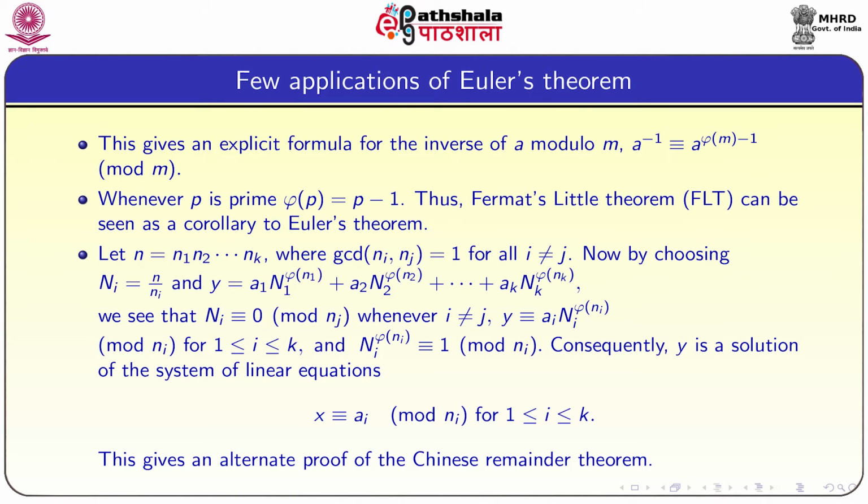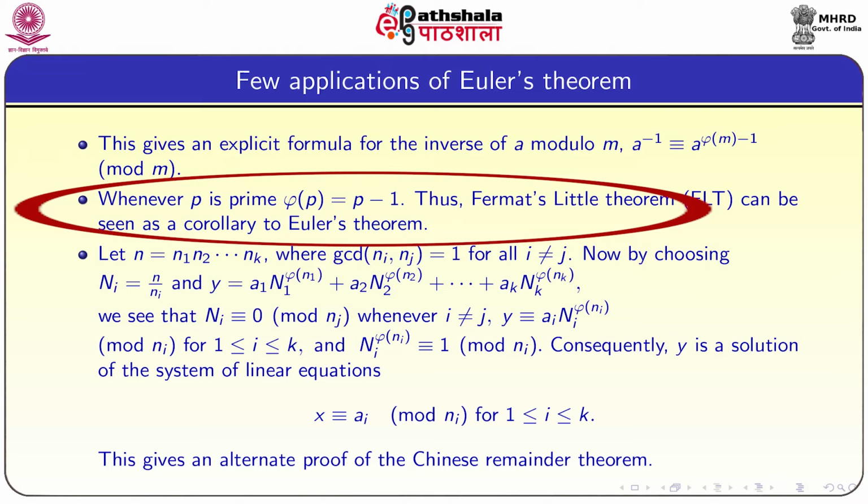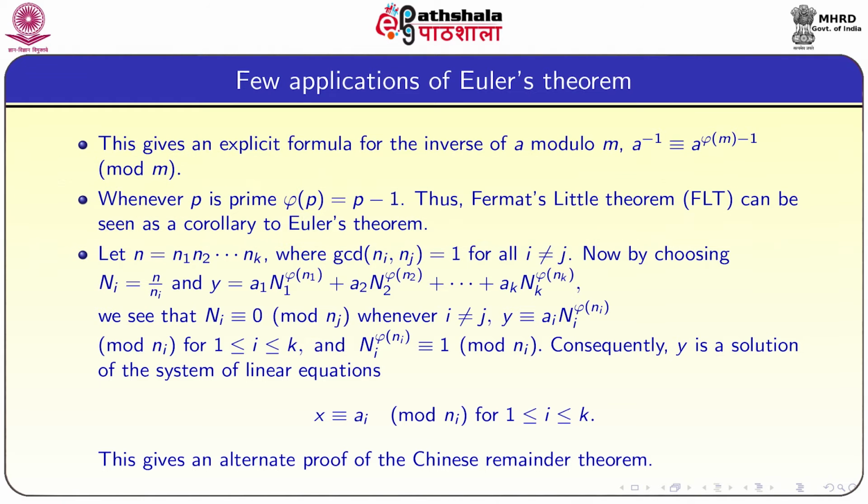A few applications of Euler's theorem. This gives an explicit formula for the inverse of a modulo m. If a is relatively prime to m, that is GCD of a comma m equal to 1, then we can find a inverse. It is because a power phi of m is congruent to 1 mod m. So, a into a power phi of m minus 1 is congruent to 1 mod m. So, a inverse is nothing but a power phi of m minus 1 under modulo m. So, we are able to compute a inverse also, and whenever p is prime, we have phi of p equal to p minus 1. Thus, Fermat's Little theorem can be seen as a corollary to Euler's theorem.